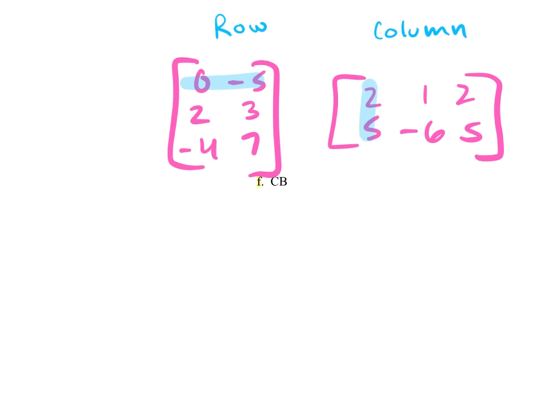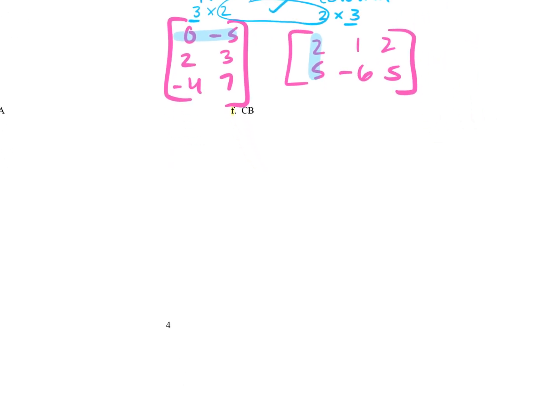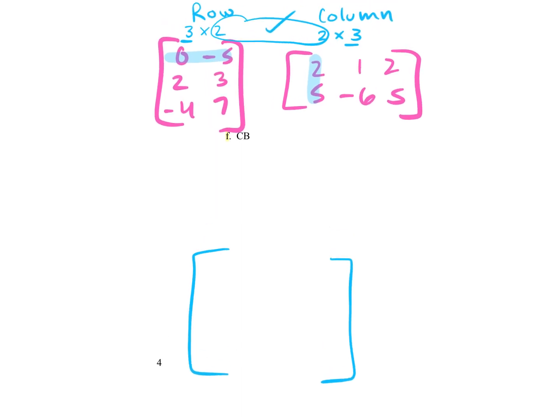Oh, let's make sure that their sizes we can actually multiply. So the first one is a 3 by 2, and the second one is a 2 by 3. Can we multiply these two together? Yeah. The insides are the same, so we can multiply, and our answer is going to be a 3 by 3. So I'll write that down here. So we know our answer is going to be a 3 by 3.